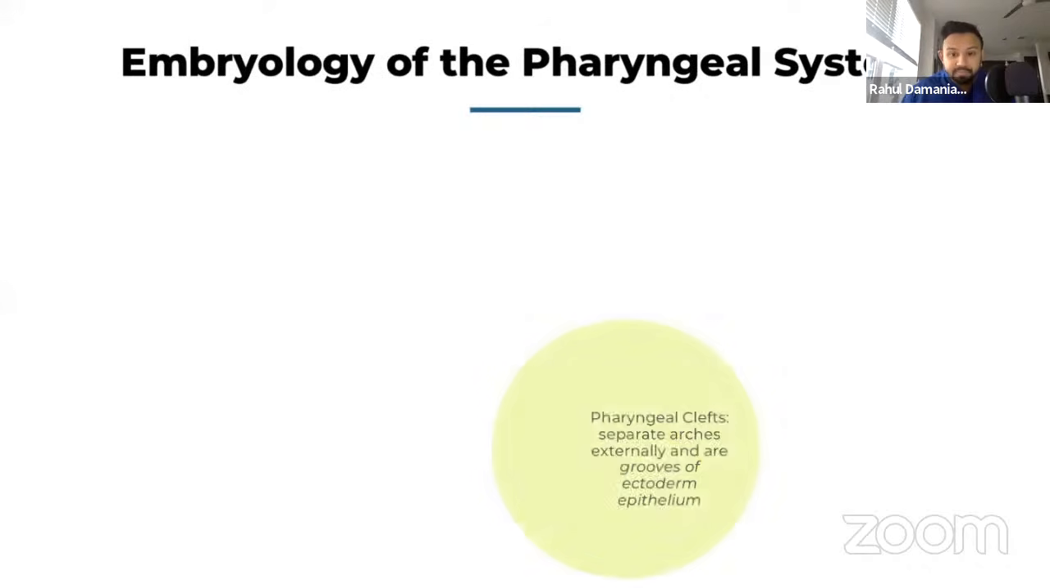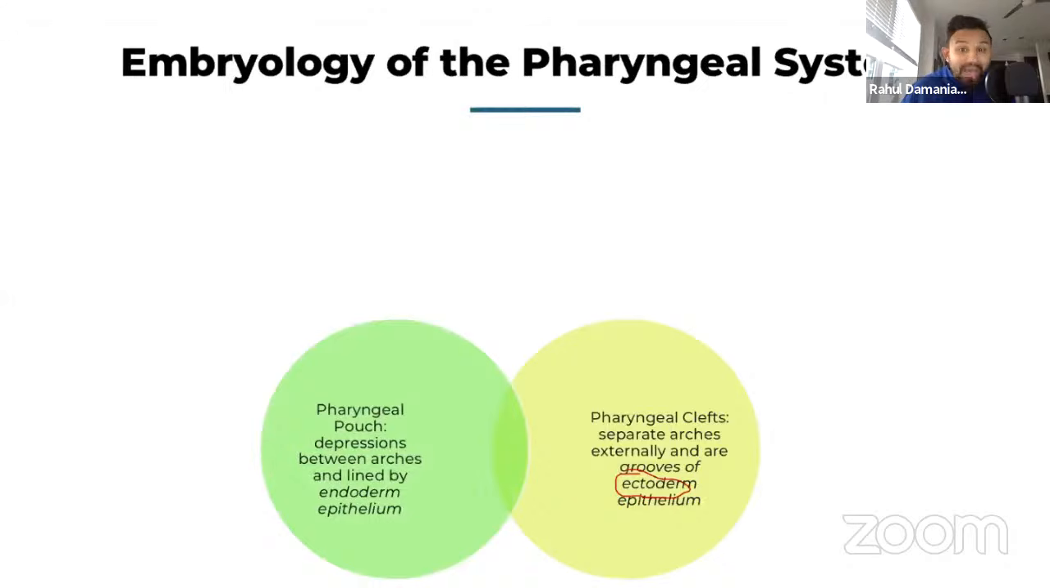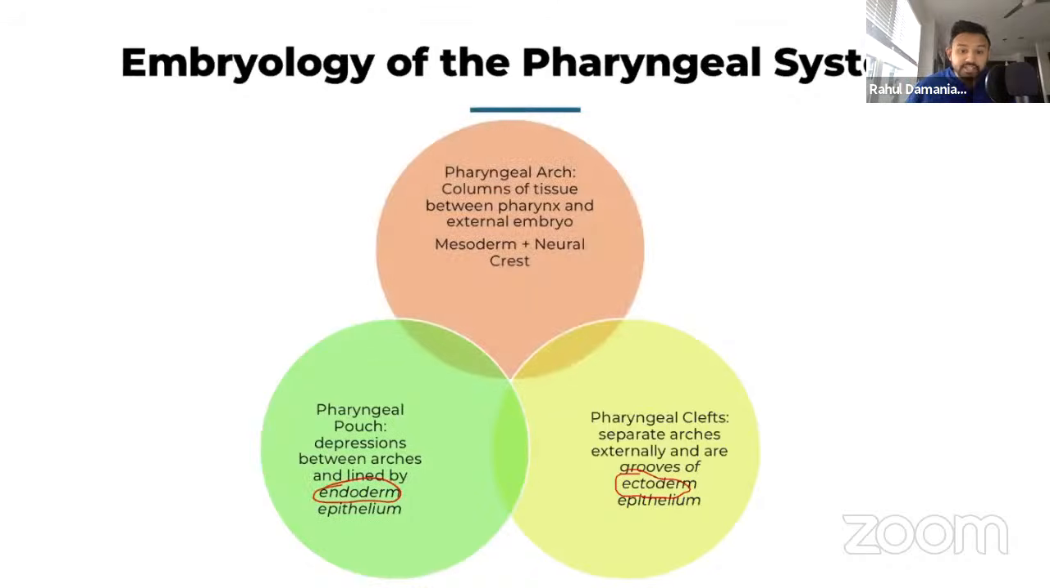I want to take a step back and talk about the pharyngeal system. Remember that we have pharyngeal clefts, pharyngeal pouches, and pharyngeal arches. Pharyngeal clefts are going to be ectodermally derived, and exam makers really want you to know that. Pharyngeal pouches, which we're going to go into, are endodermally derived. And pharyngeal arches are mesodermal and neural crest derived.